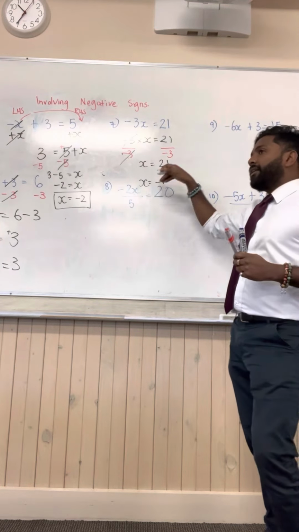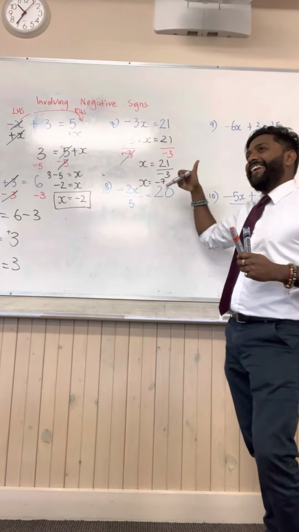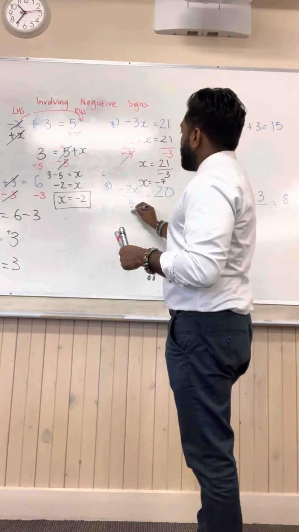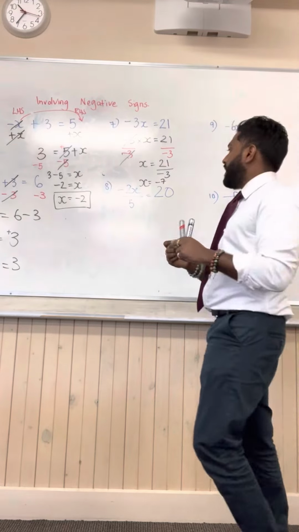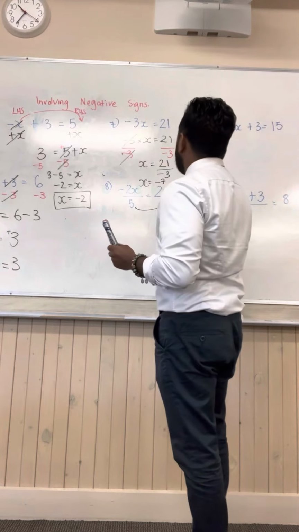So we need to bring it to the other side. We need to bring it to the other side. How do we bring it to the other side? We have to do the opposite. So we're going to get rid of 5 first, and then we're going to get rid of the next thing that's closest to the x. How do we get rid of the 5? We're going to do the opposite.